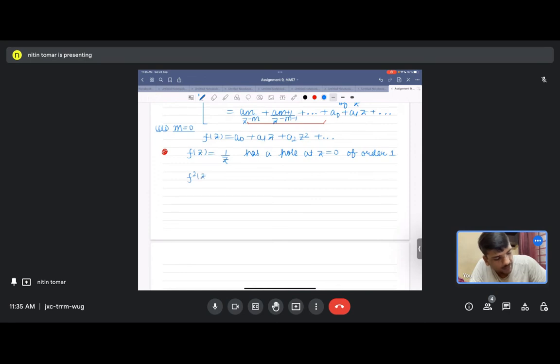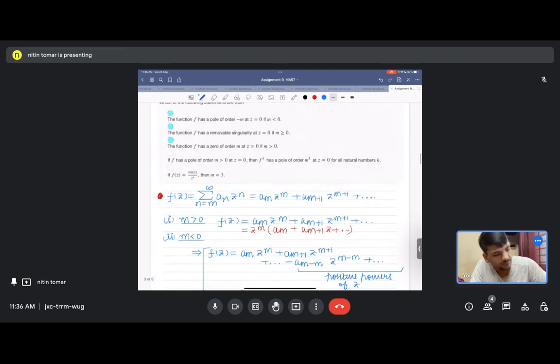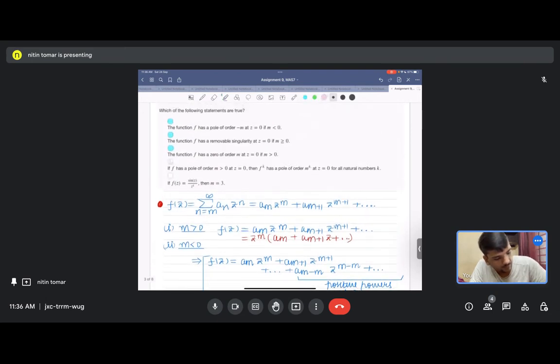For example, if you take f squared, 1 by z squared, according to the question the order of the pole at z equal to 0 should be 1 squared. But it is of order 2, right? So this option is false. Because m is 1 in the example we constructed, m to the power k will be 1 only, but what we were getting was 2.